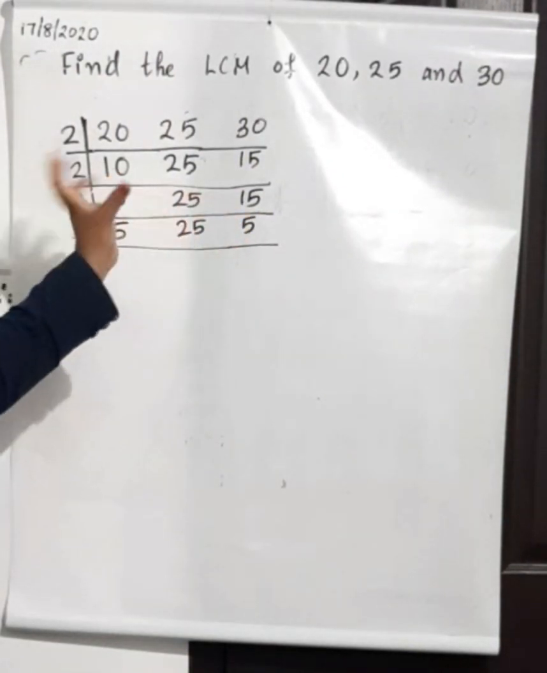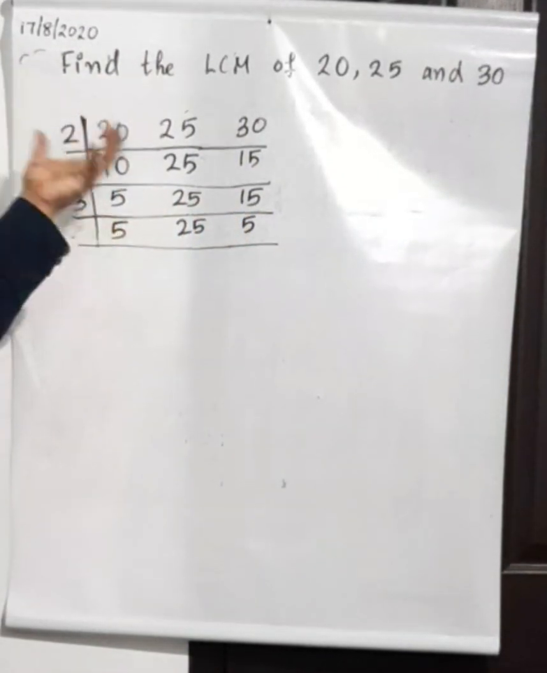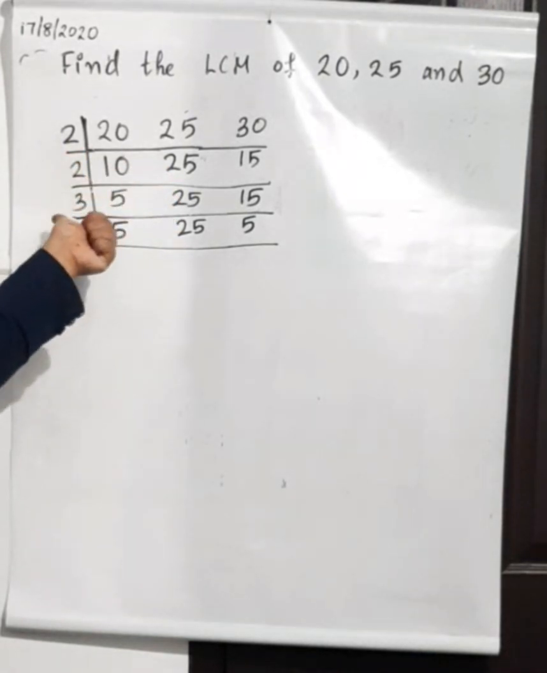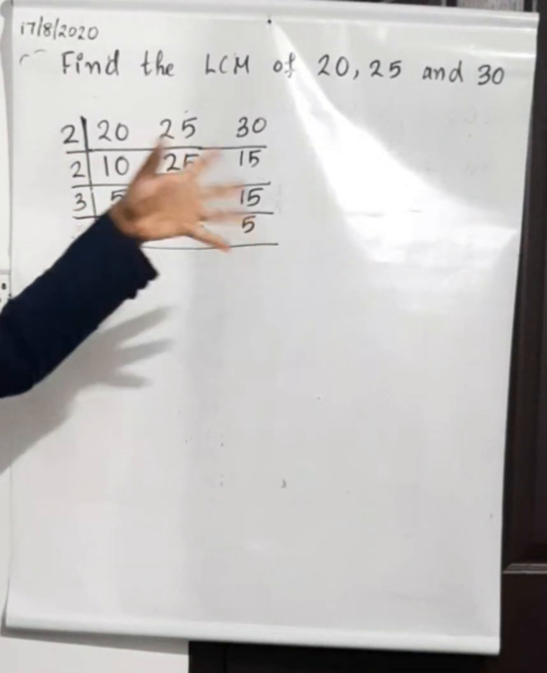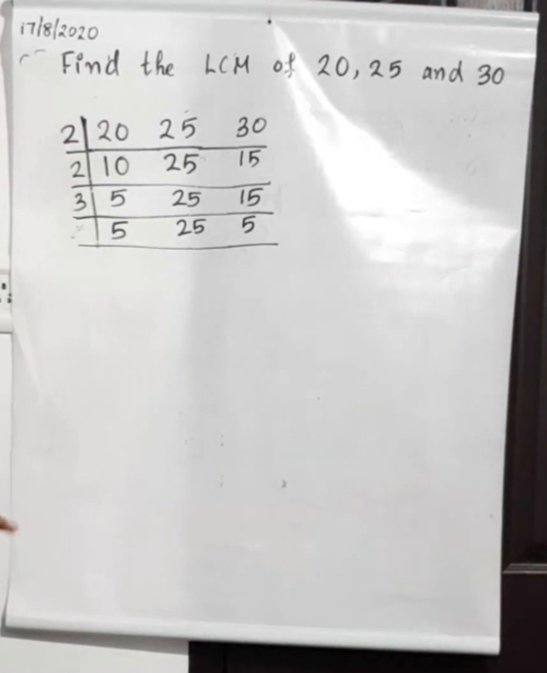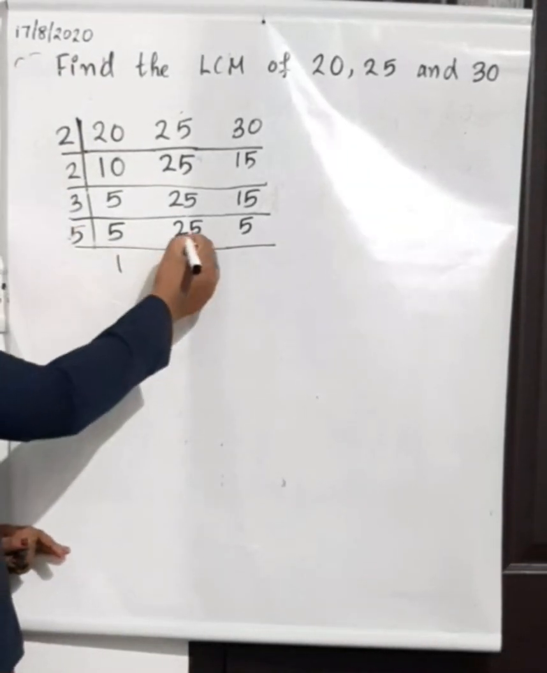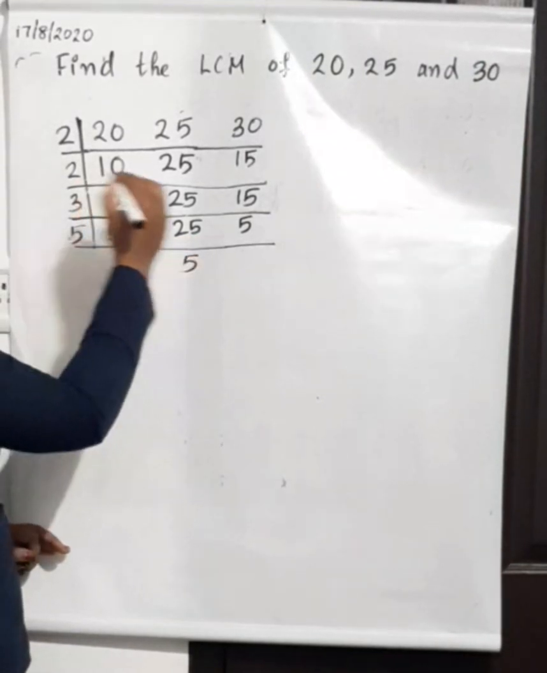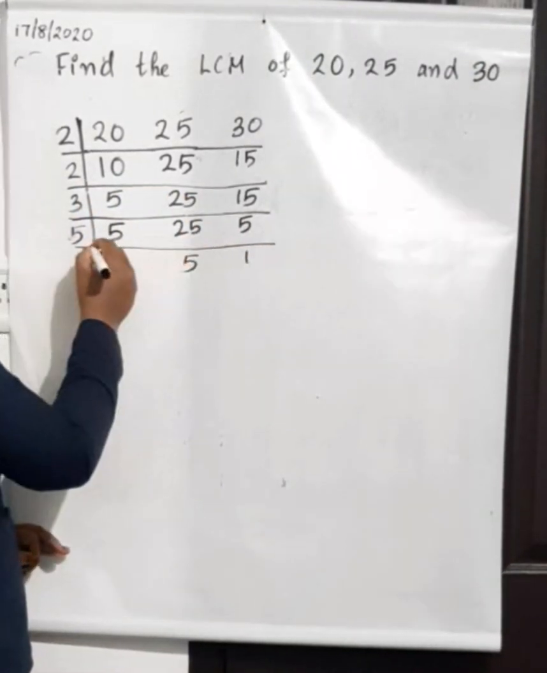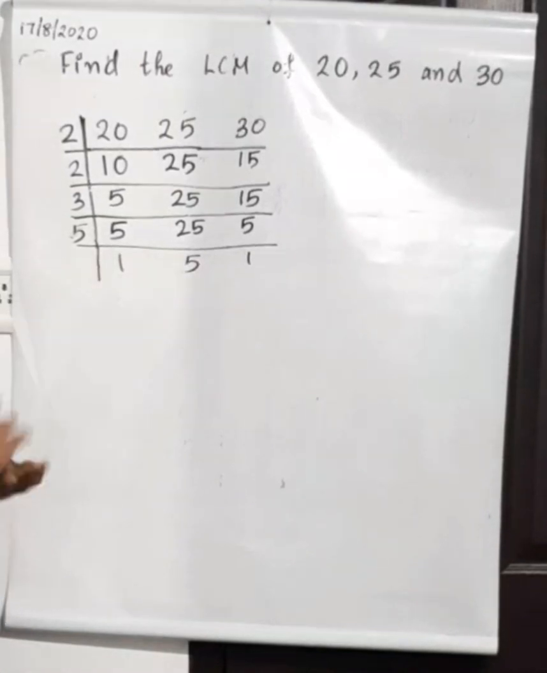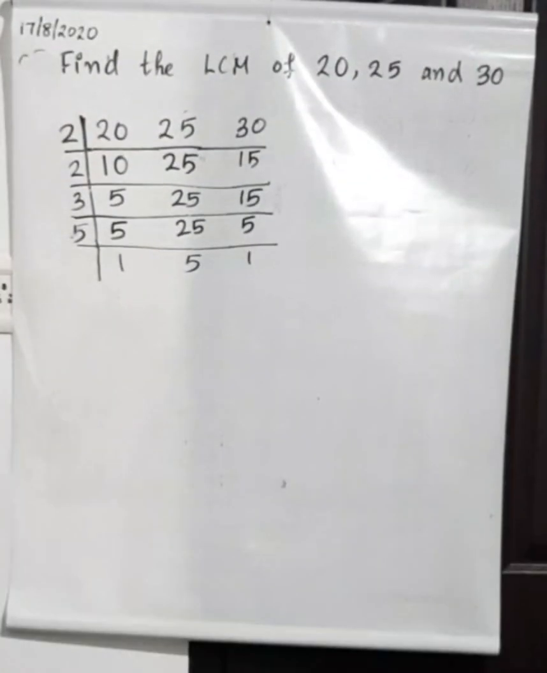Definitely no. So we don't want to consider 3. Then which is the next prime number? 5. So we all know that 5, 25 and 5 are the multiples of 5. So let us take 5. How many 5s will be there in 5? 1. How many 5s are there in 25? 5. And how many are there here? 1. Then here we got 1, 5 and 1.